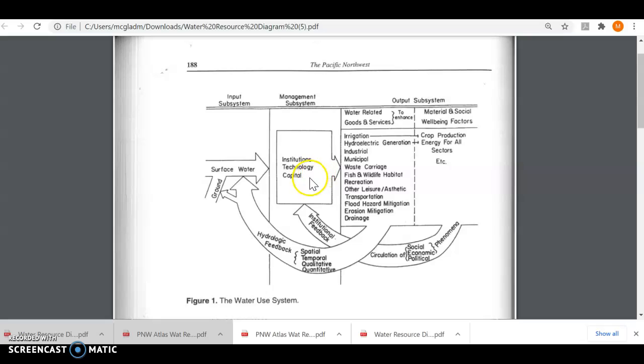And in some cases, maybe it could be private. The Elwha River up in northwest Washington State, in the Port Townsend area, largely started out as a private enterprise.